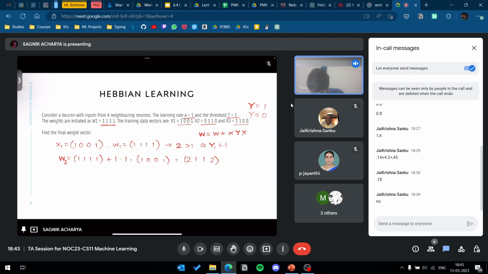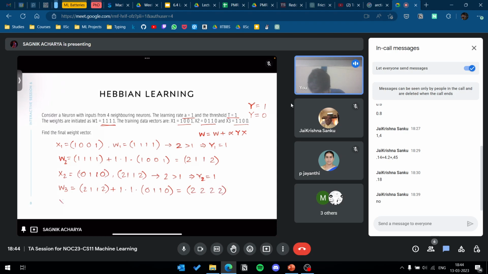Now with this w2 I have my x2, which is 0 1 1 0, and w2 is 2 1 1 2. So the weighted input again becomes 2, which is greater than 1. So y2 is equal to 1, right? Then w3 becomes 2 1 1 2 plus learning rate 1, y2 is 1, and input 0 1 1 0. So this is equal to all 2's, right?